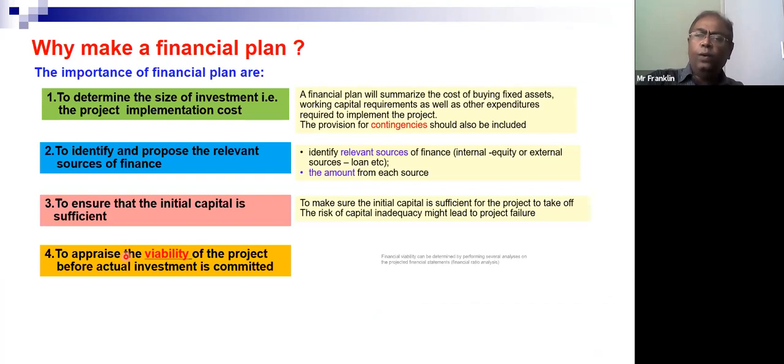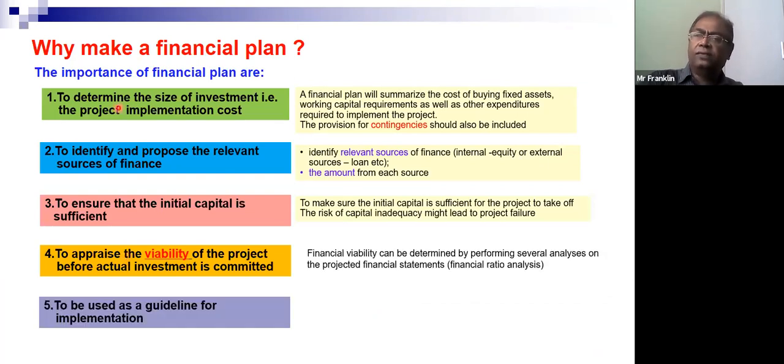Okay, now why do you want to do a financial plan? Because of the size of the investment. First of all, when you do the financial plan, you know how much money you need to take out in order to do the thing, is it? And whether you have enough to cover for contingency. Contingency means something that you never predict, suddenly there will be a lot of COVID-19 or whatever kind of thing, right?